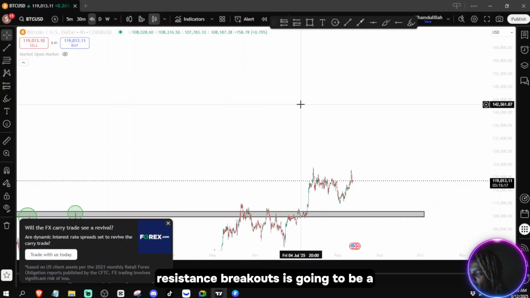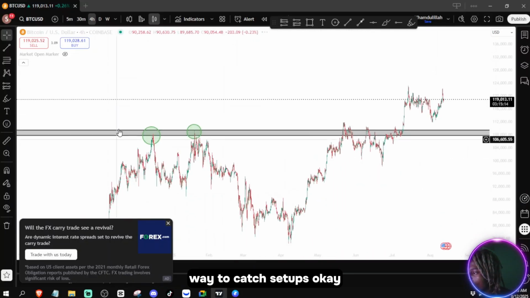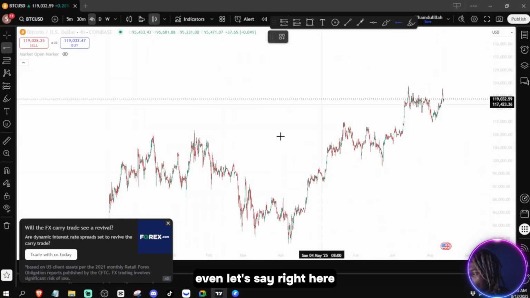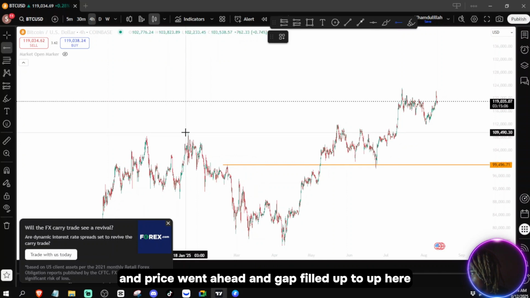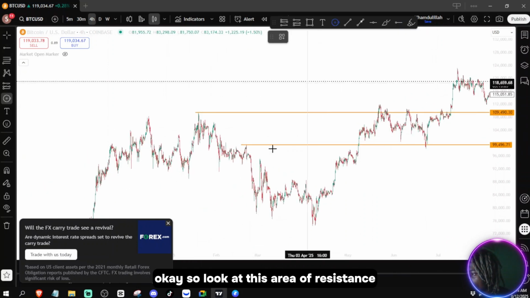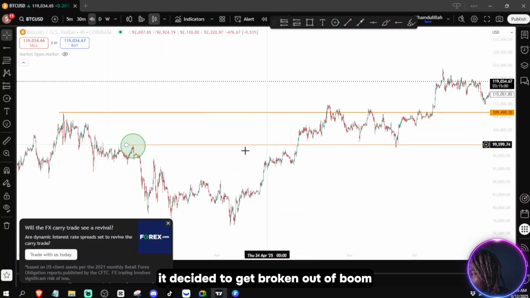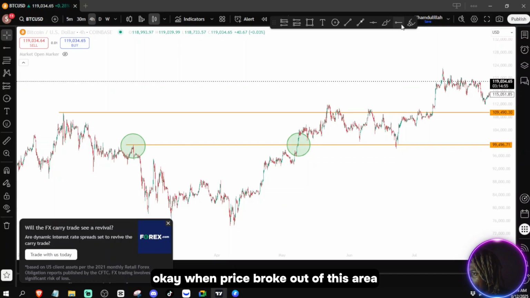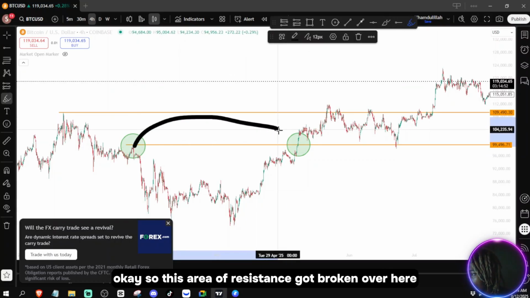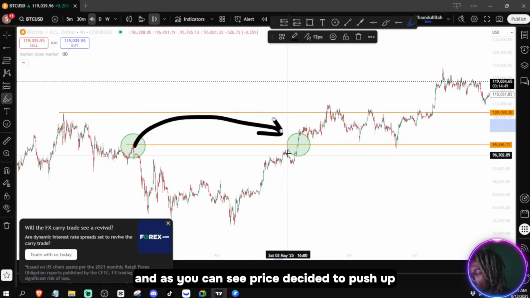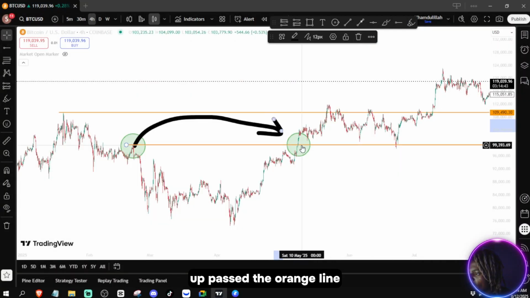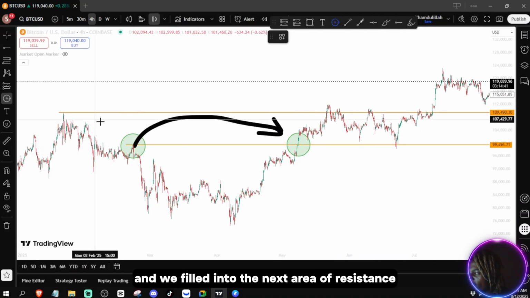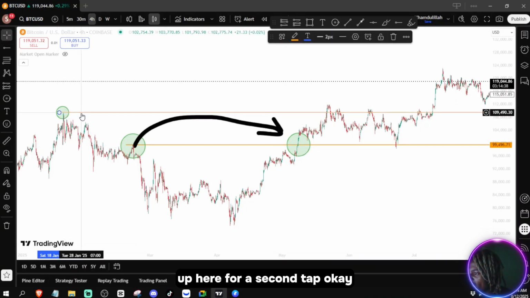So resistance breakouts are a way to catch setups. Even let's say right here, price went ahead and gap filled up here. Look at this area of resistance. It decided to break out of it. Boom, and check what happened right here when price broke out of this area. This area of resistance got broken over here, and as you can see, price decided to push up past the orange line, and we filled into the next area of resistance up here for a second tap.